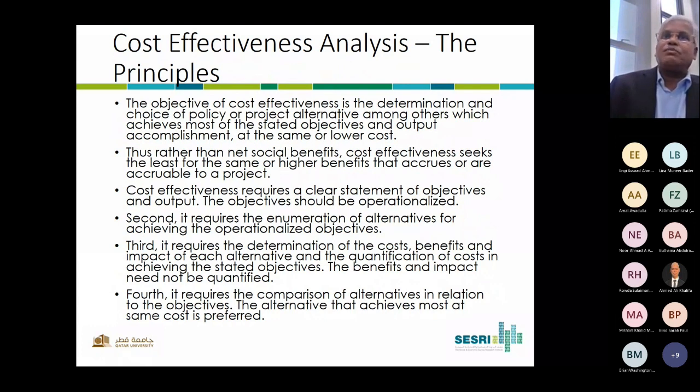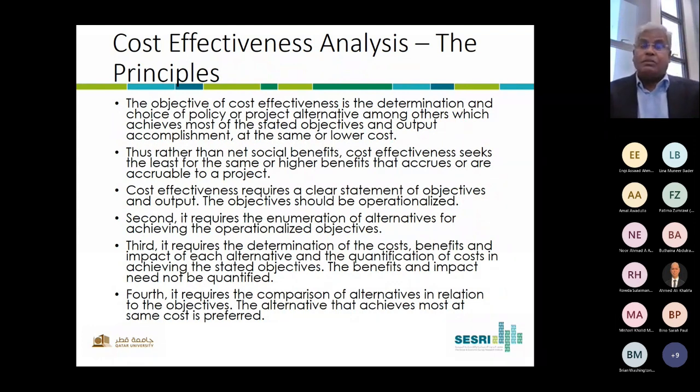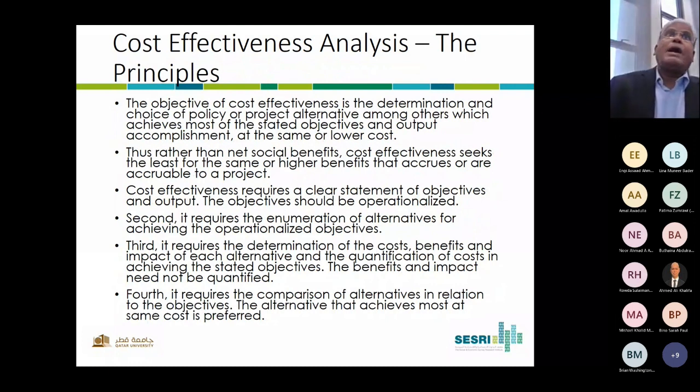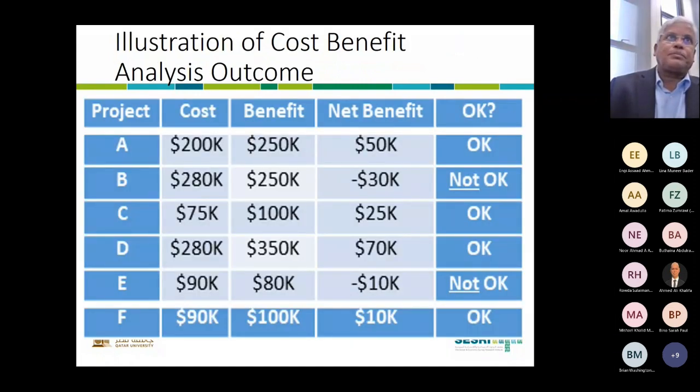Third, it requires determination of cost, benefits, and impact of each alternative, and the quantification of cost in achieving the stated objectives. The benefits and impact need not be quantified. Fourth, it requires the comparison of alternatives in relation to the objectives. The alternative that achieves the most at the same cost is preferred, the one that needs the least investment but can achieve the most. That is the preferred course of action in cost effectiveness analysis.